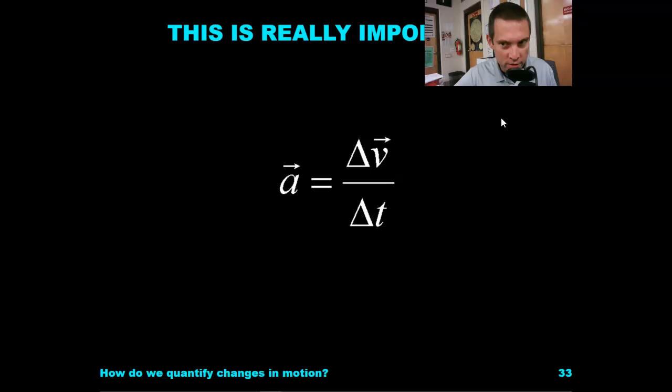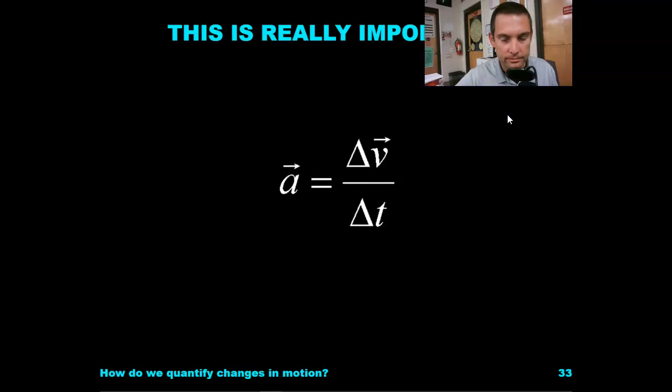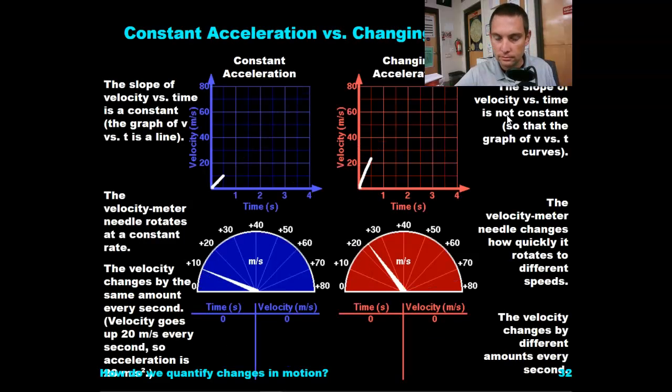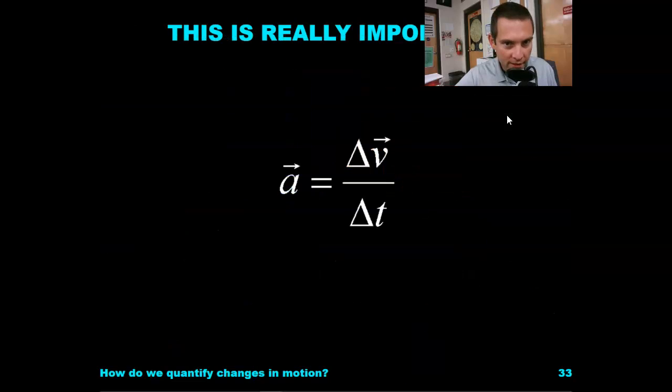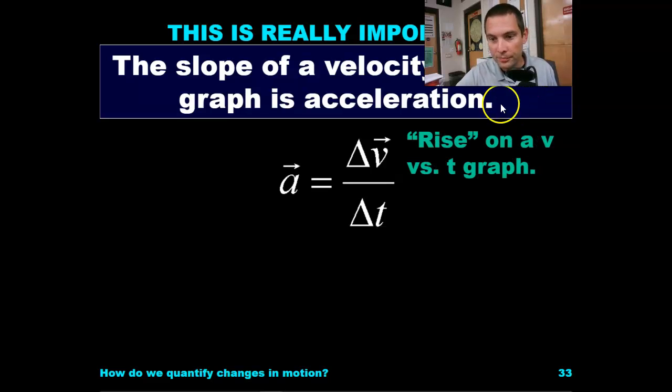This is really important. The slope of a velocity versus time graph is acceleration. Please memorize this. Please, absolutely please. We know already that the slope of a position versus time graph gives us velocity. Well, now we're going one step further and we're saying the slope of a velocity versus time graph is acceleration. You have to have those facts committed to your memory.